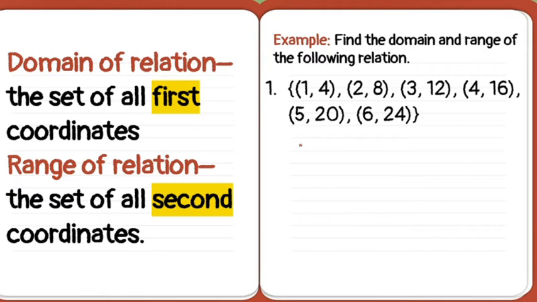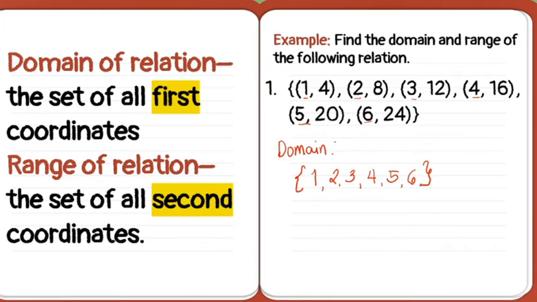Okay, so for this one, we have here 1, 4, 2, 8, 3, 12, 4, 16, 5, 20, 6, and 24. So, pag sinulat natin yung domain, we're going to make a curly brace. And then, susulat lang natin lahat ng first coordinate. So, lahat ng first coordinate, ito yun. 1, 2, 3, 4, 5, and 6. So, susulat mo lang siya.